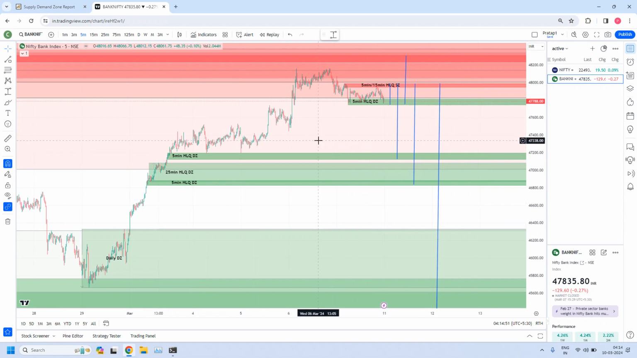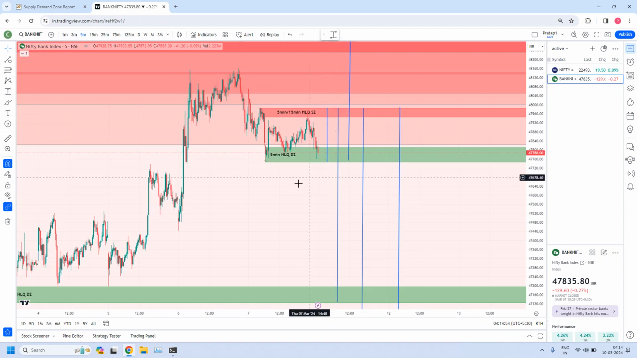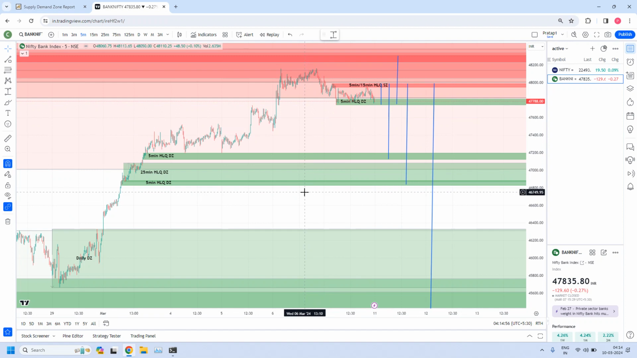So this is about Nifty and Bank Nifty analysis. Hope these new levels will be helpful for you for your trading during the next week.